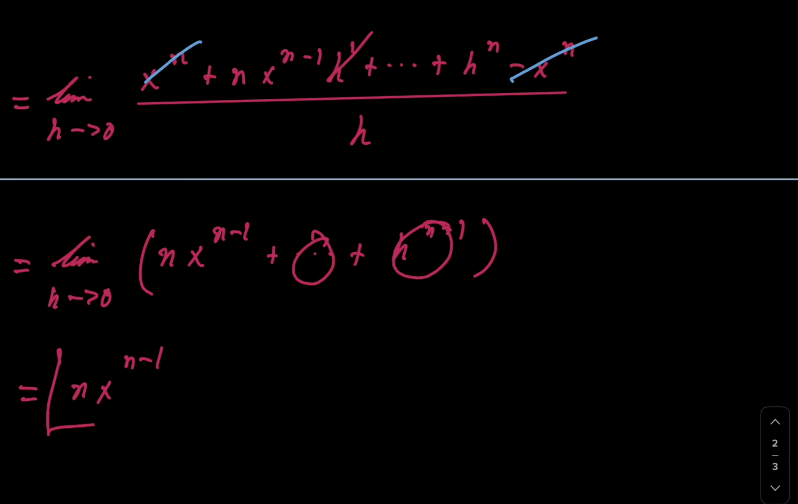And then what will remain is just this piece right here, n times x to the n minus 1, which is the power rule that we know.